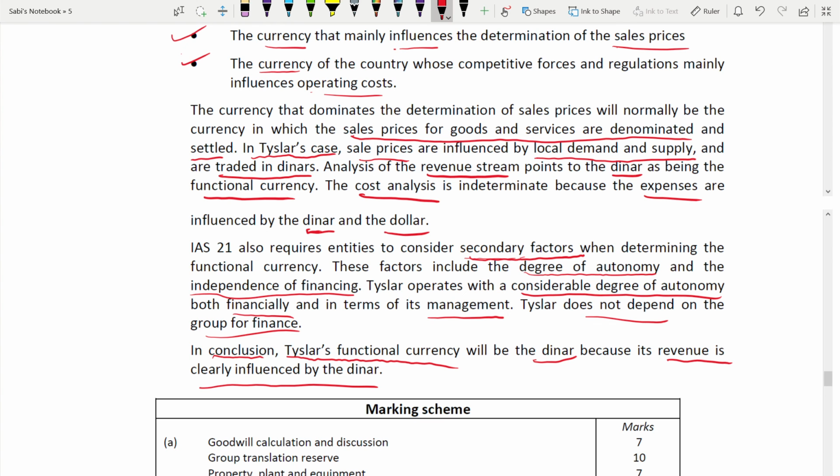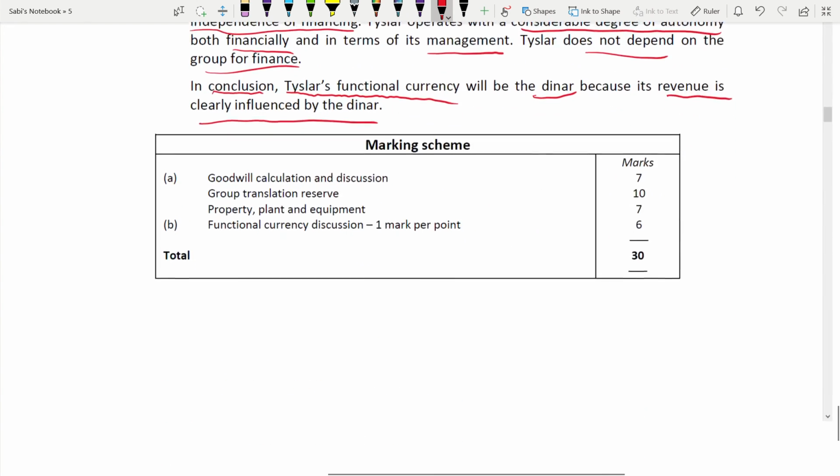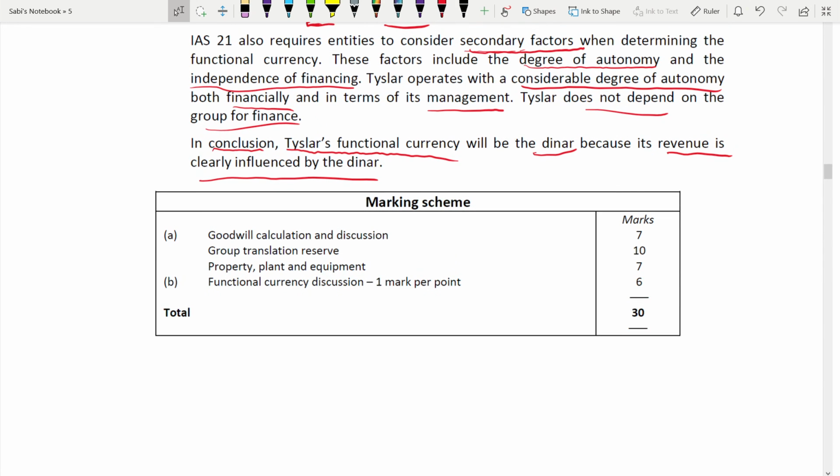So that's it. Now let us see how the marking scheme is divided. If you see part A, this is the first part, this is the second part of A, and this is the third part of A. First part, group goodwill calculation and discussion, 7 marks. They didn't divide how you will get it, so I would say 3 marks for calculation and 4 marks for discussion.